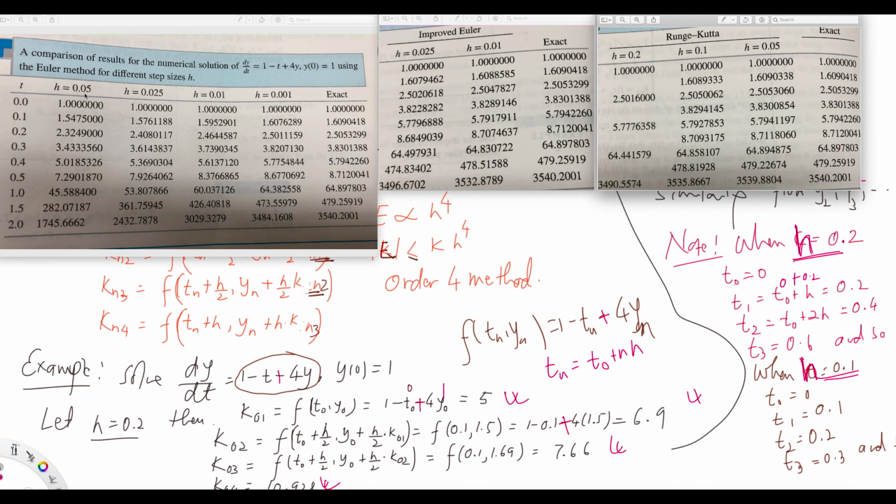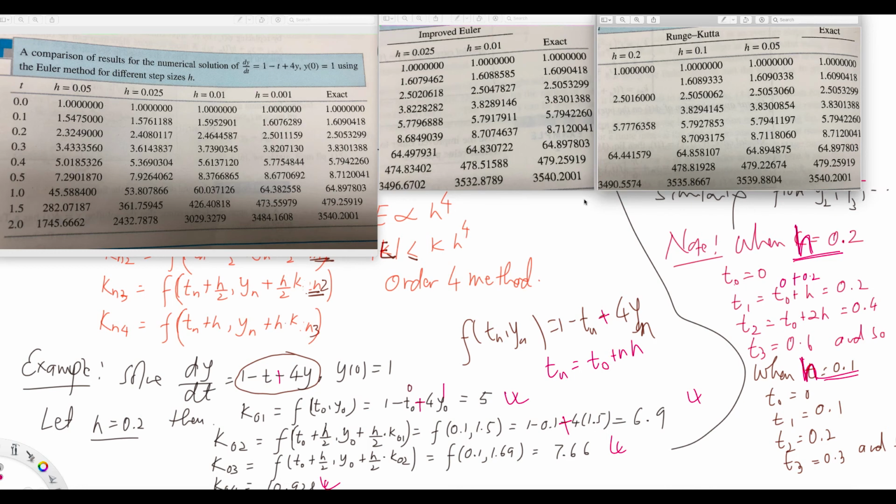Here, we took the biggest step size. Among all these step sizes, this is the biggest step size, right? In this case, the approximate y value is 1745 versus the exact 3540. Here, for h equals 0.05, for t equals 2, you see 3539.88, which is almost 3540, right? You see the errors are very small, almost equal to the exact value. So that's why we say the Runge-Kutta method is the best among all these 3 methods.